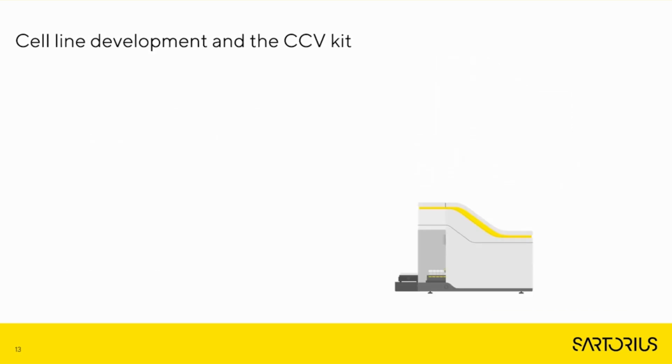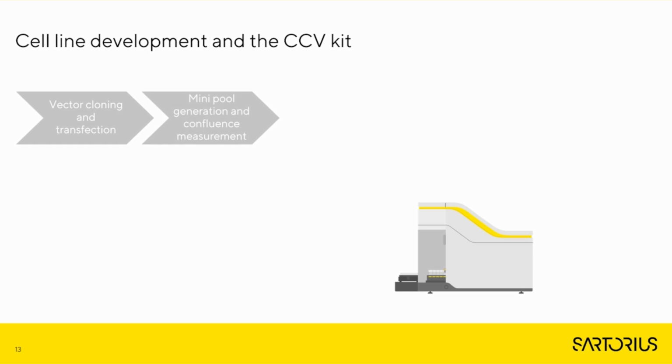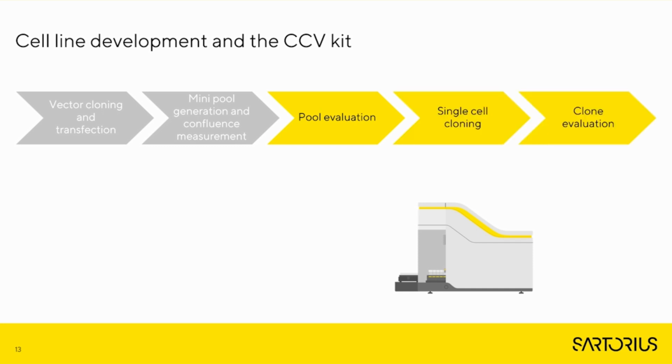So let's take a more detailed look at the cell line development and the cell count and viability kit. Here we have the iQue3, and if we look at the steps in cell line development, we've got vector cloning and transfection, which leads to mini pool generation and confluence measurement. And then if we look at pool evaluation, single cell cloning, and clone evaluation, these three sections utilize the iQue3 in order to analyze your cells using the cell count and viability kit.